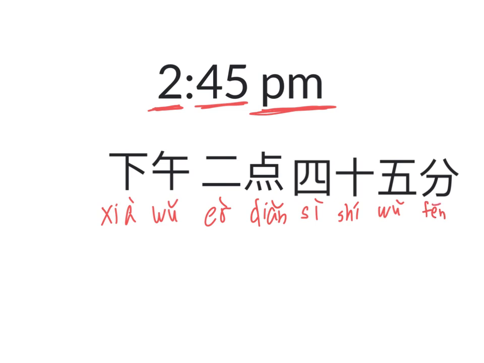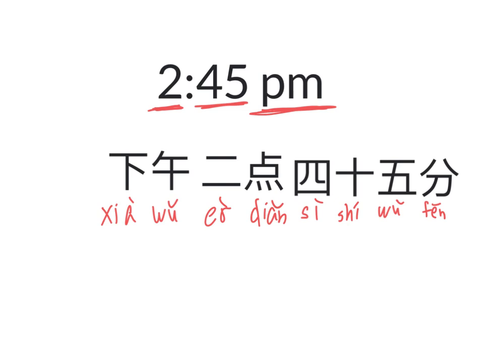So there you have it. 2:45 in the afternoon. Again, the afternoon will come first, 下午, and then 2 o'clock, 2点, and then 45 minutes, 45分. So 2:45 in the afternoon would be read as 下午2点45分. Now, for some who already have a background of Chinese numbers, you would know that something might sound wrong in this case.